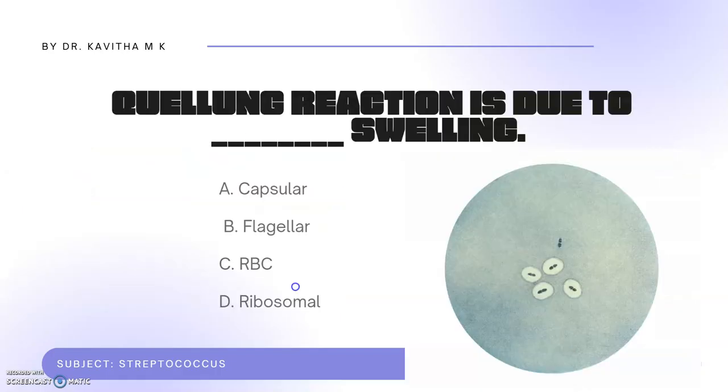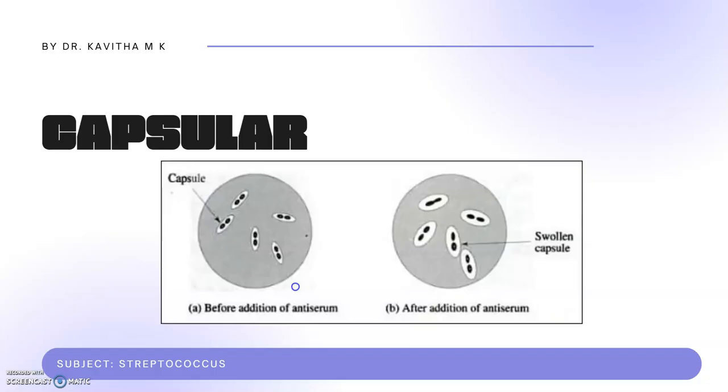The second question is, Quellung reaction is due to the swelling of what? The options are capsular swelling, flagellar swelling, RBC or ribosomal swelling. And the answer is capsular swelling, because when specific antiserum is added, there will be swelling of the capsule.